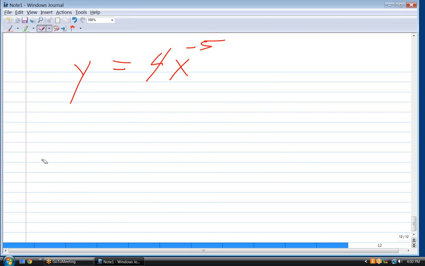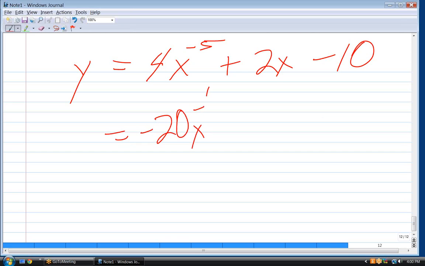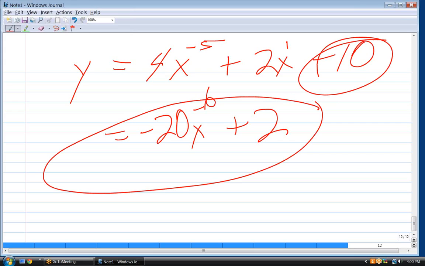And this power rule can be applied as long as you're just adding stuff. In other words, if I had a plus 2x minus 10, then my answer would be minus 20 x to the minus 6 plus, well, this is 2, because notice that if I subtract 1 from that exponent, I get 0, and anything to the 0 power is 1. So that's why the derivative of 2x is 2. And the derivative of any number is 0. So this is y prime.